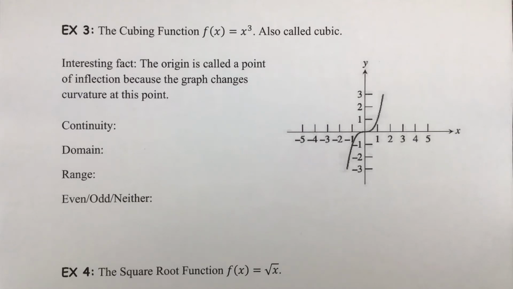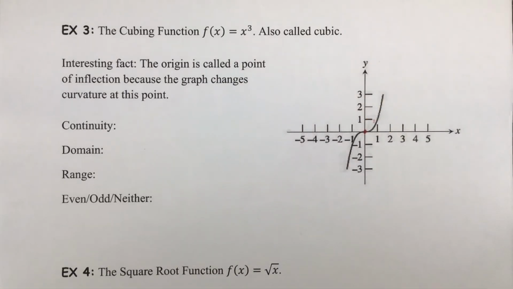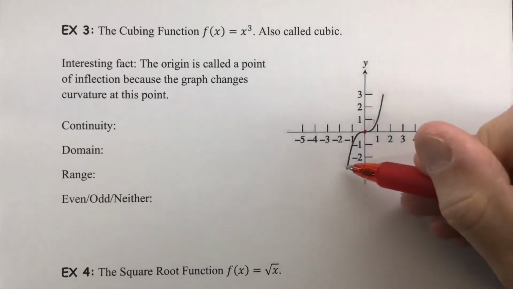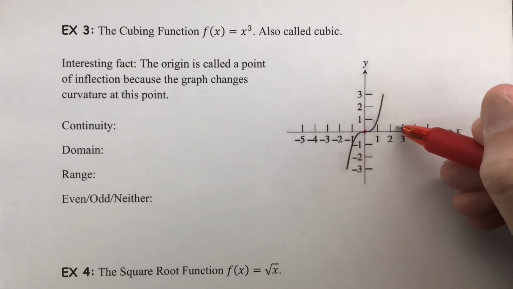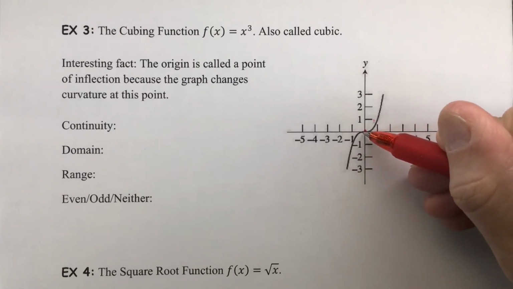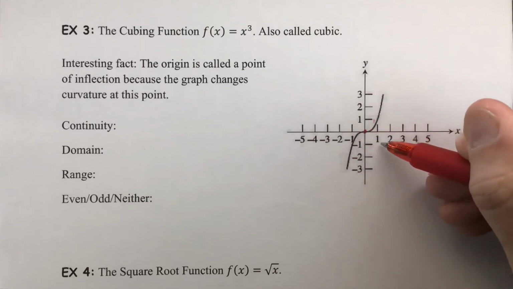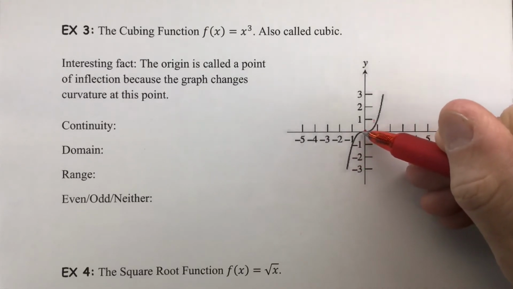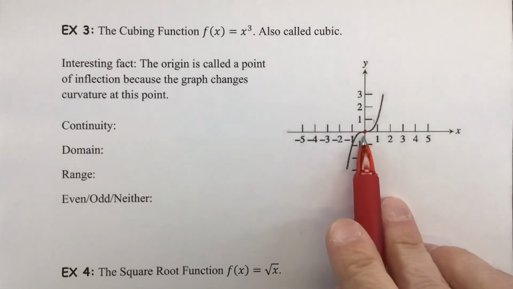Interesting fact. The origin is called a point of inflection. This point here is a point of inflection because the graph changes curvature at that point. What that means is that as you follow the graph, say from this side here, it begins to curve in this direction, begins to curve into the x-axis. Once you get to that point, it then switches its curvature away. You're curving into it almost like it's a parabola that's going to come back down, but instead of moving in that direction, it switches and then begins to curve in an upward direction. That point is called a point of inflection.